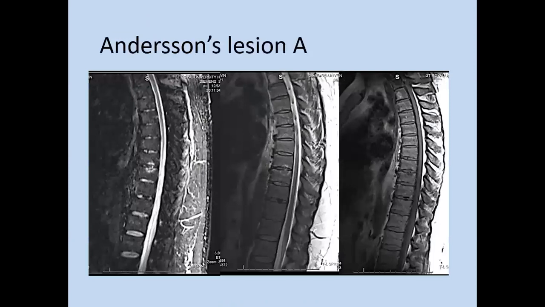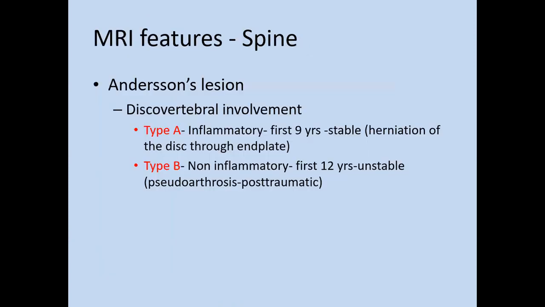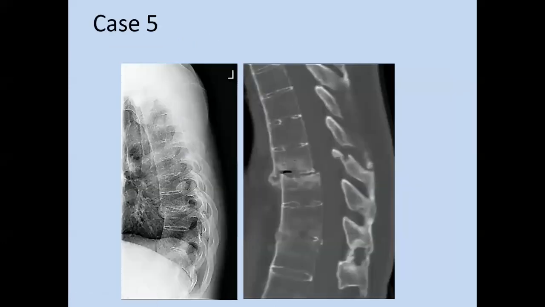Yes, perfect. Chalkstick fracture. So we go back to type B Andersson lesion. Type B is what we call the non-inflammatory type, and it is a delayed manifestation of the disease. It's unstable because it's a fracture. It's a fracture that happens through the disc and sometimes leads to pseudoarthrosis. And this is a surgical case. Most of these patients will end up having spinal fusion by orthopedics in order to stabilize the spine, because the spine is very unstable here. So this is how Andersson lesion type B looks.